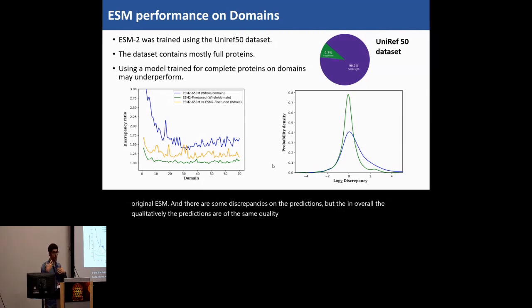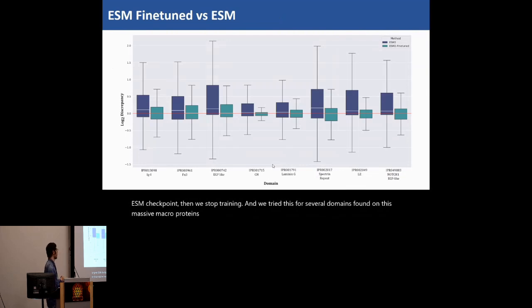And to make this more extrapolable, instead of just training for one epoch, we are using this metric now to decide when to stop training. So essentially, we do the same approach, and when the model starts to perform differently on full-length proteins than the original ESM checkpoint, then we stop training. And we tried this for several domains found on these massive macroproteins. And here is the summary of the results.